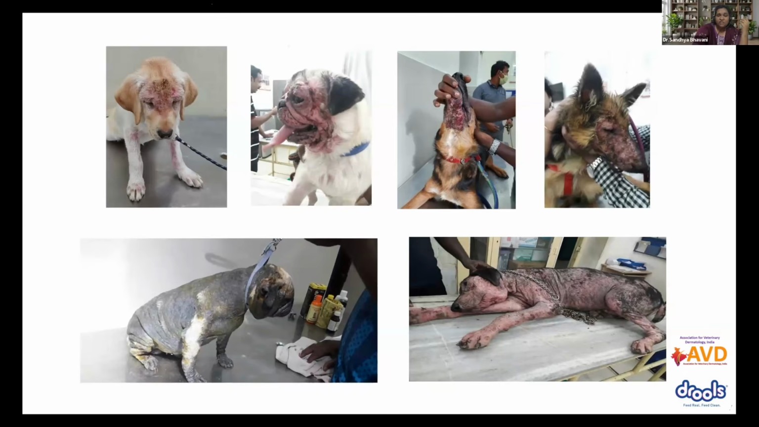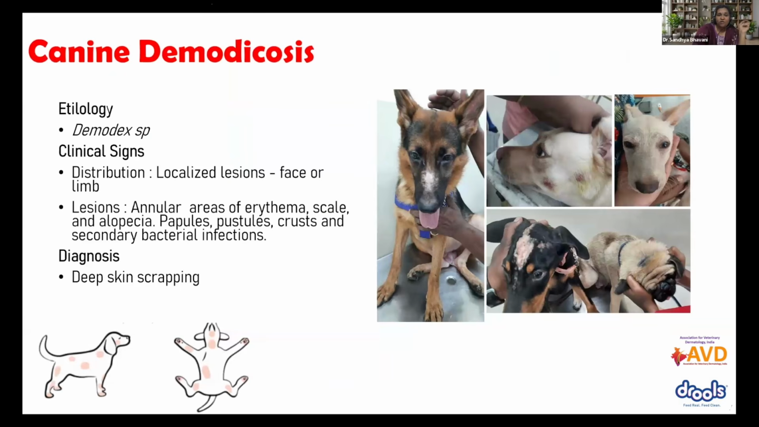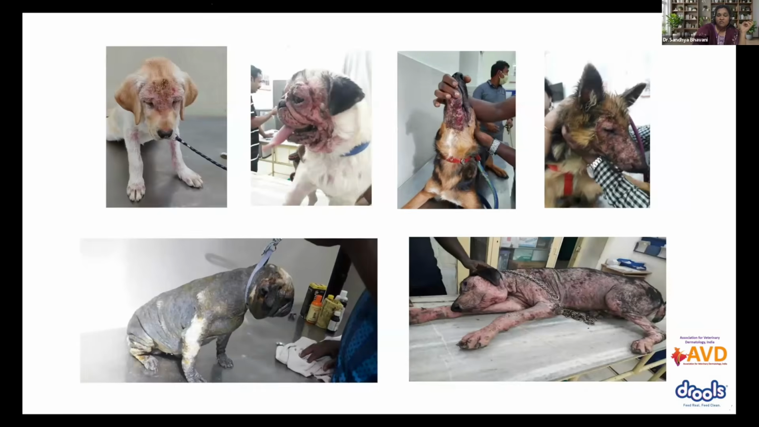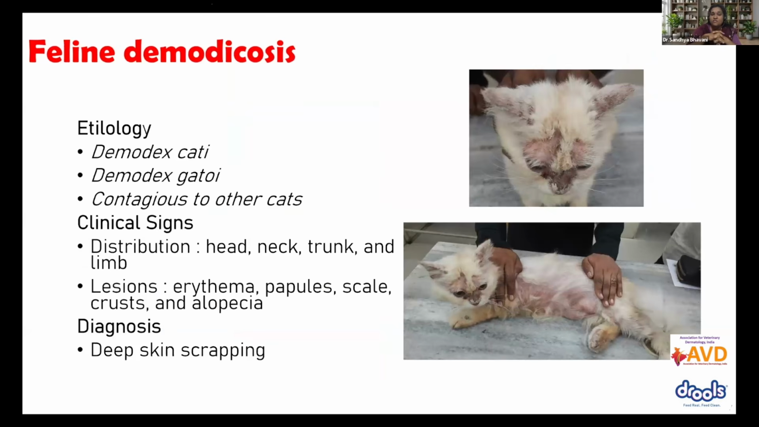So the diagnosis is by deep scraping or hair pluck. In feline dermatosis, the two species are cati and catoi. Dermatosis usually is not contagious to other animals, but in the case of cats, this is contagious to other cats also. Here you can see the lesions are mainly on the face. Crusty lesions are present, and even the ventral aspect of the body is affected.